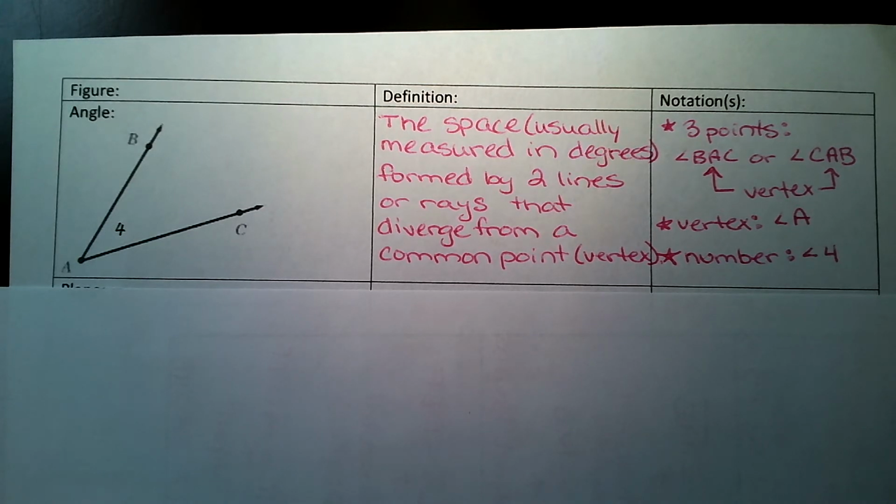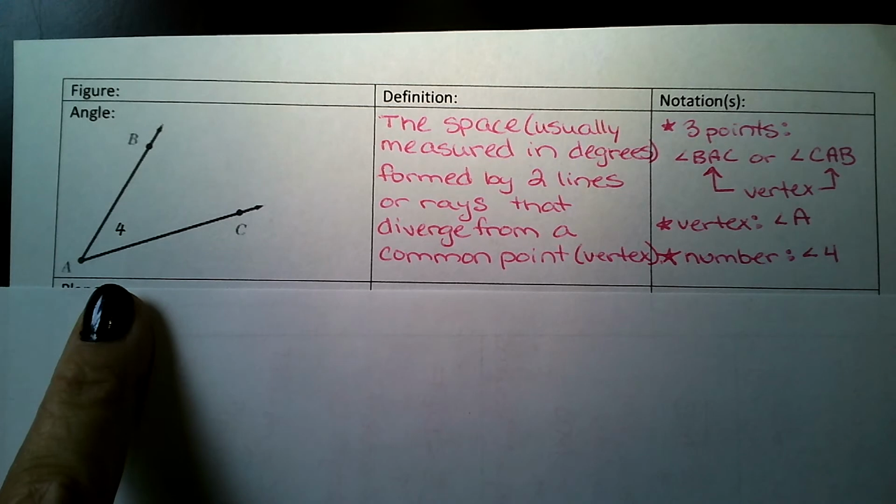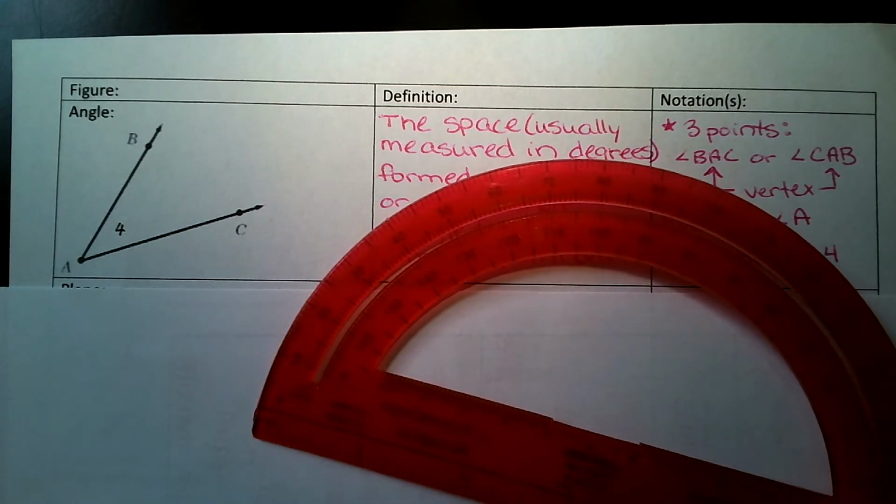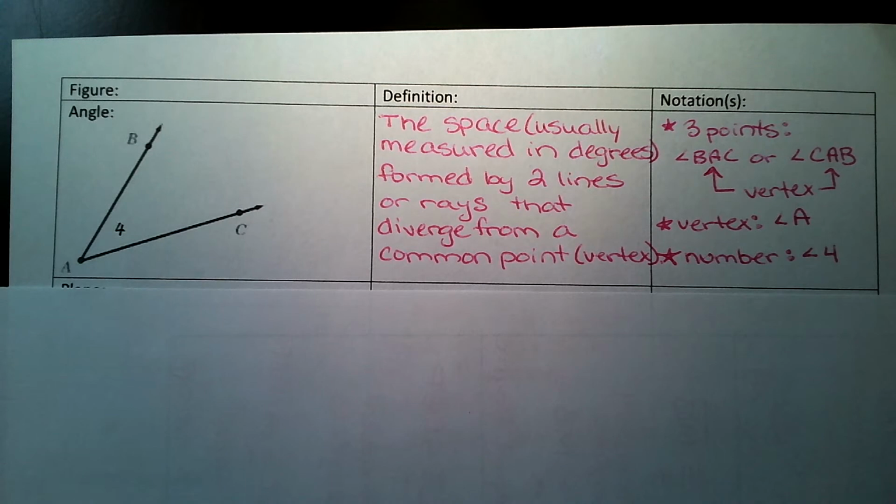And now we're looking at the figure, an angle. An angle has kind of a funky definition. You've got to be really careful what we're defining here. The angle is the space, that's usually measured in degrees, with our old-fashioned protractor here. It's the space usually measured in degrees that's formed by 2 lines or 2 rays that diverge from a common point called the vertex. Now that's a really fancy definition, so let's break it down.